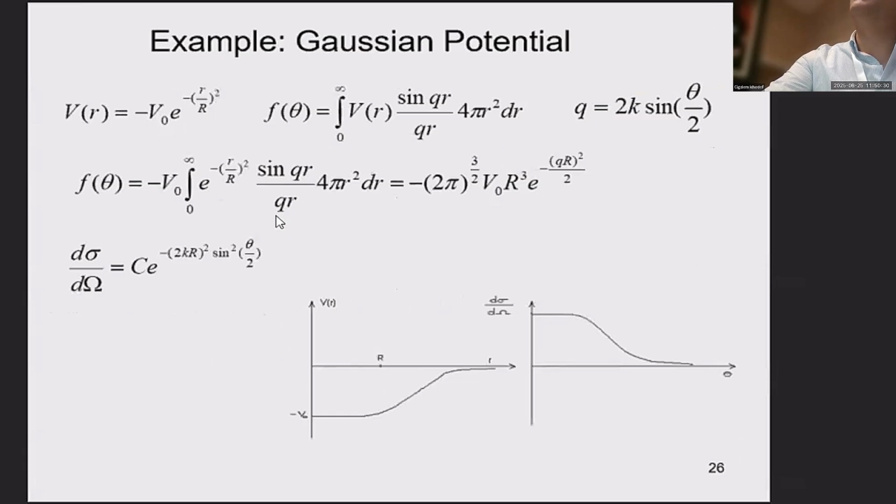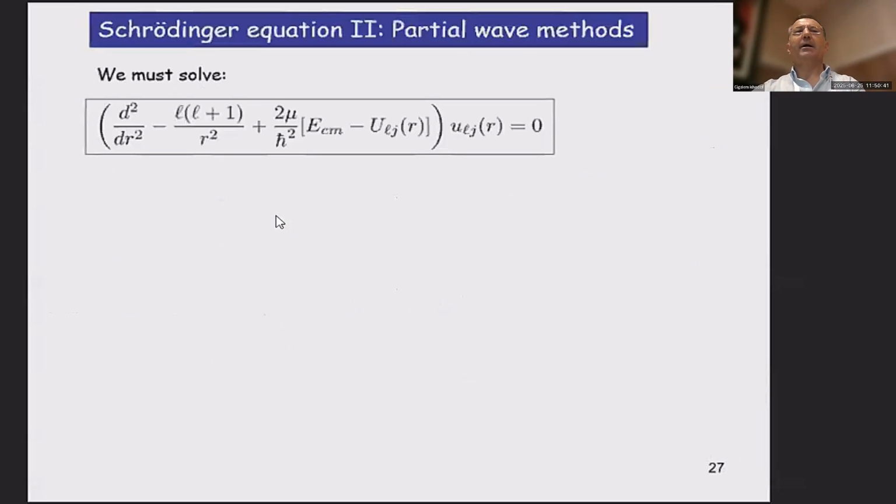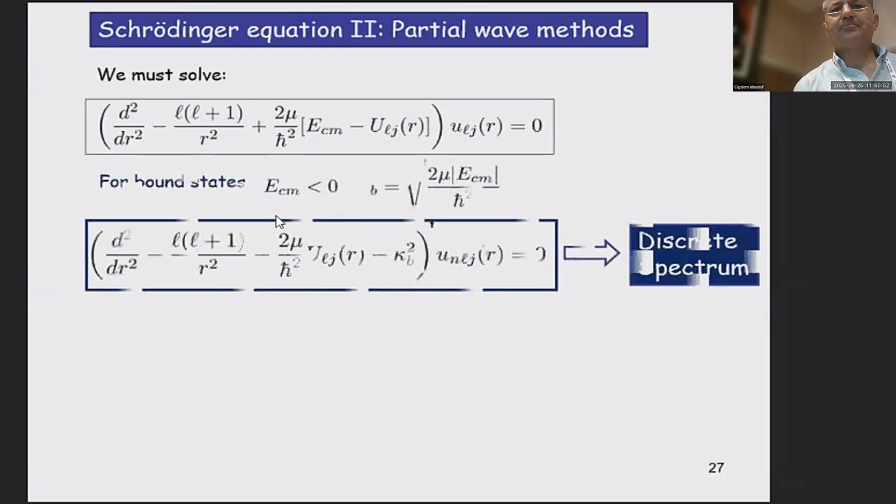Okay. Then this is the potential and this is the cross section roughly. I mean, an easy way to find it. Therefore, this is a homework for you for the future. Now, the second way we use, the more accurate one, is the partial wave expansion method.